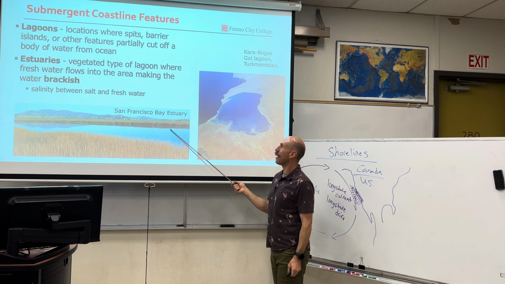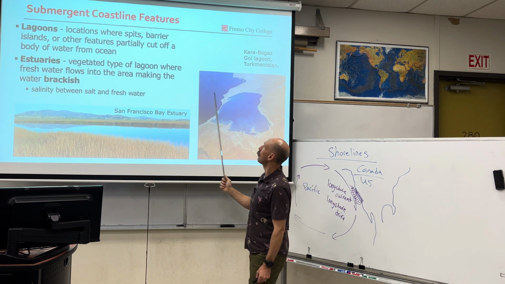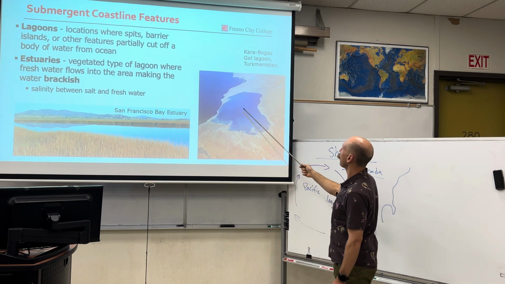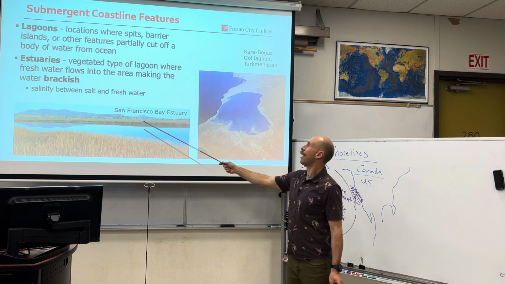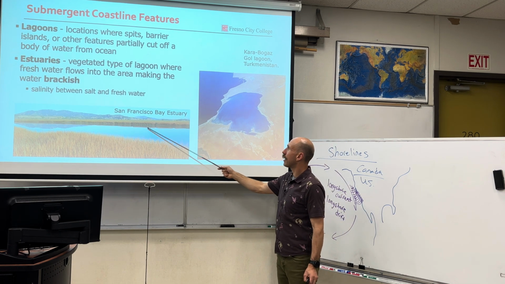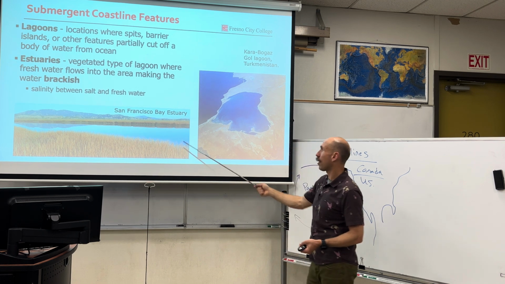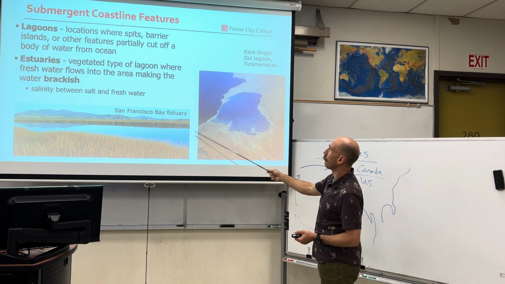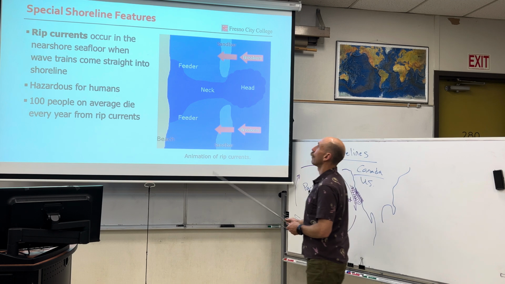The San Francisco Bay Estuary, submergent coast. Lagoons, where spits, barrier islands, or other features partially cut off a body of water. The difference here is estuaries are vegetated, usually show a mixture of saline and fresh water that creates unique habitats of brackish water. Pretty cool. Okay.